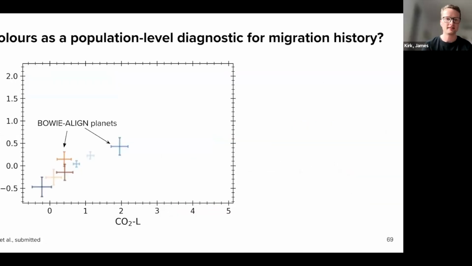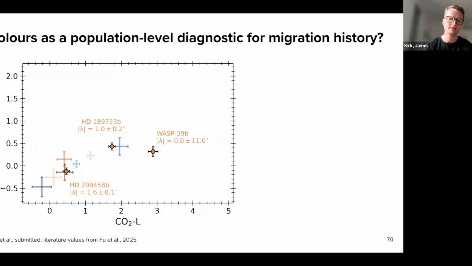Now, moving on to a slight aside then, could we use the colors as a diagnostic for the migration history of other planets? So here again are the aligned planets in color space. And here are the colors of other hot Jupiters with JWST near-infrared spectra.